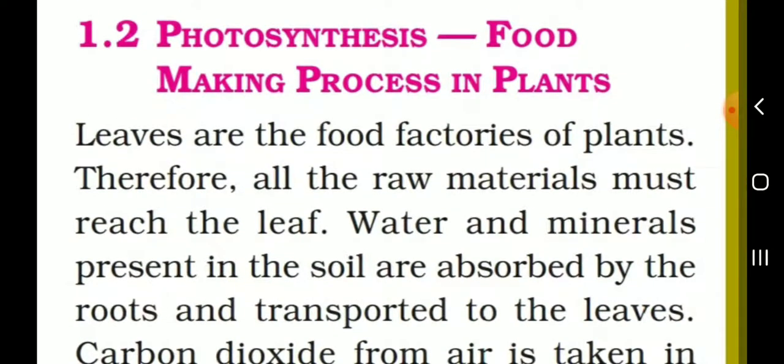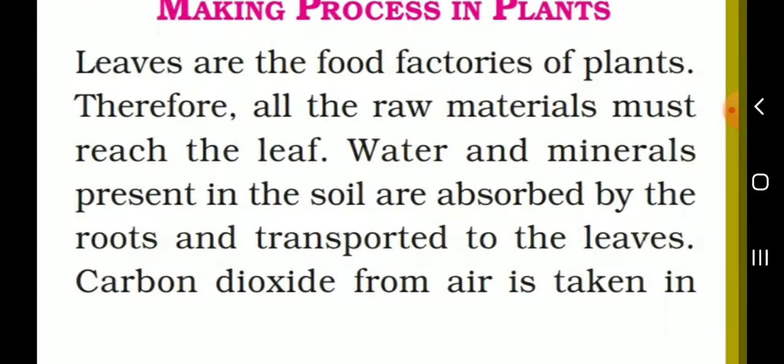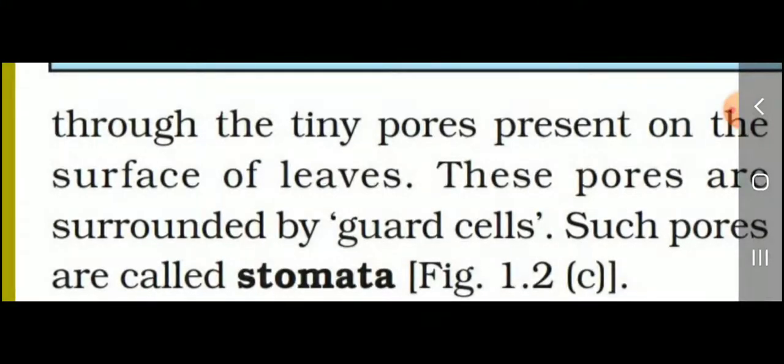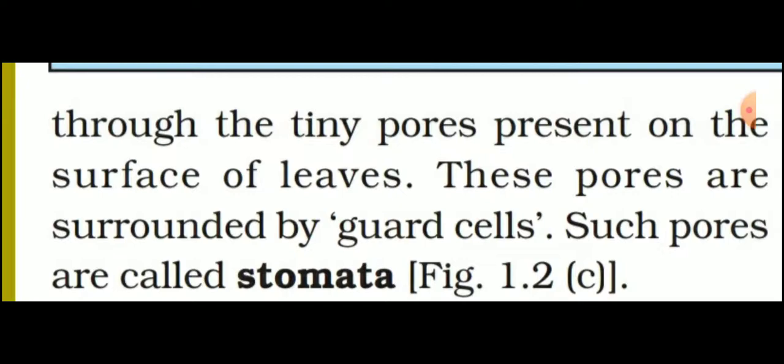Then photosynthesis, the food making process in plants. Listen, leaves are the food factories of plants, therefore all the raw materials must reach the leaf. Water and minerals present in the soil are absorbed by the roots and transported to the leaves. Carbon dioxide from air is taken in through the tiny pores present on the surface of the leaves. These pores are surrounded by guard cells. Such pores are called stomata.